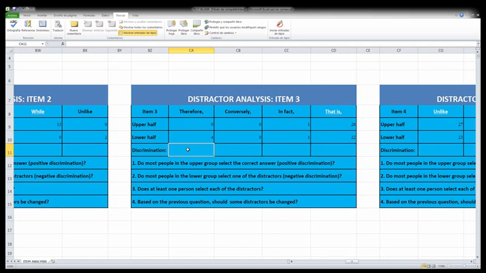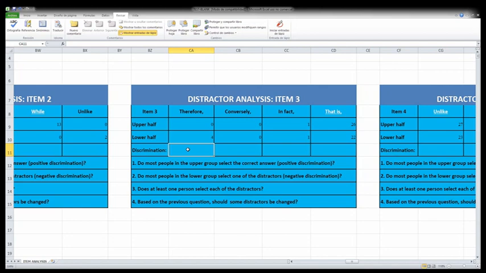discrimination index. And something important that you need to remember here, ladies and gentlemen, is that for the correct option, the answer that is correct, you should always find positive discrimination. That means that most of the people in the upper group, most of the high achievers, the most competent test takers, should have chosen the correct option. So you have to get positive discrimination.